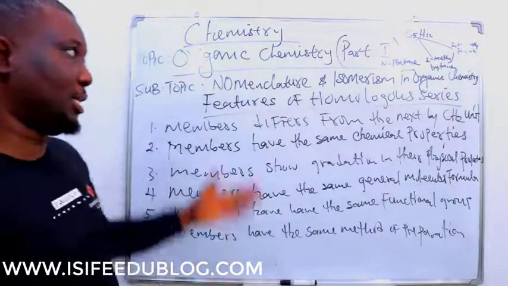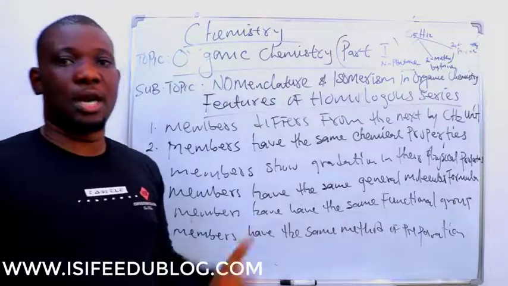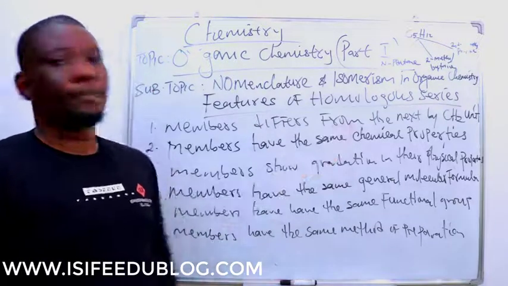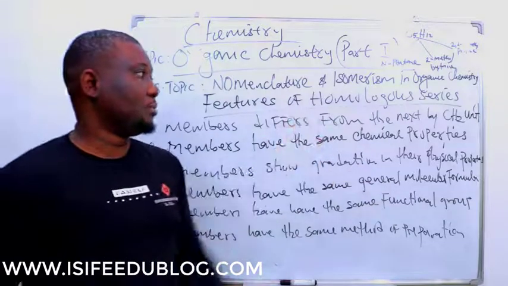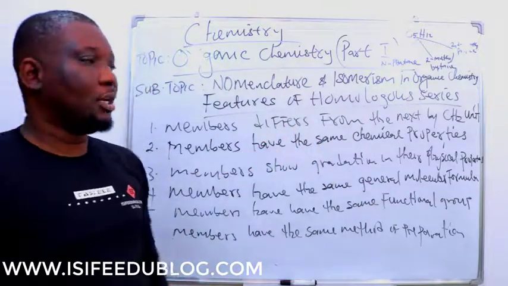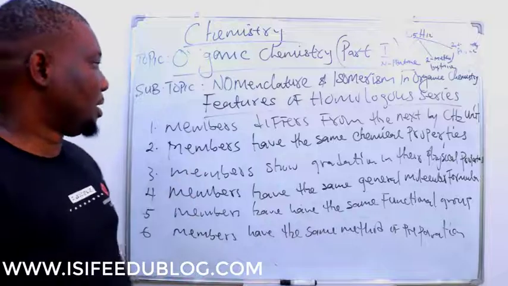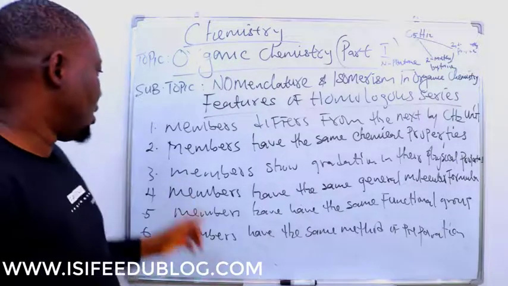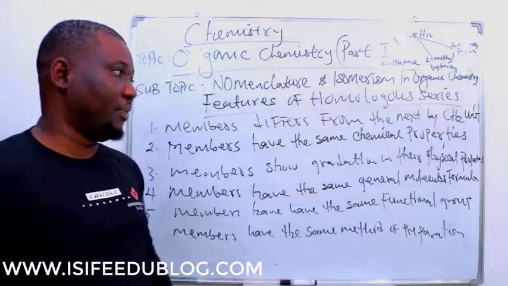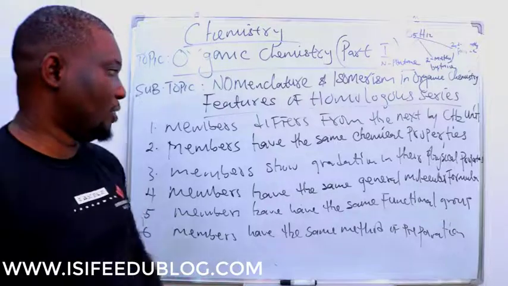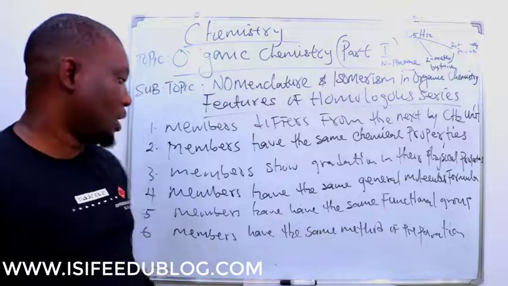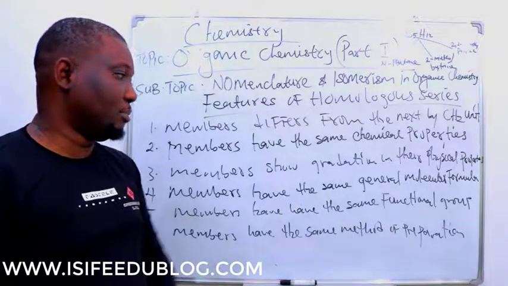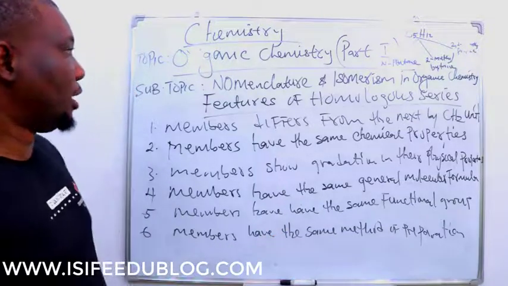Please take note, these are the 6 common features or characteristics of homologous series. Please take them one after the other. Members differ from the next by CH2 units. Members have the same chemical properties. Members show gradation in their physical properties. Members have the same general molecular formula. Members have the same functional group. And members have the same method of preparation.